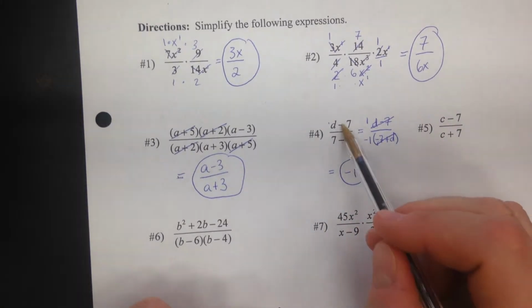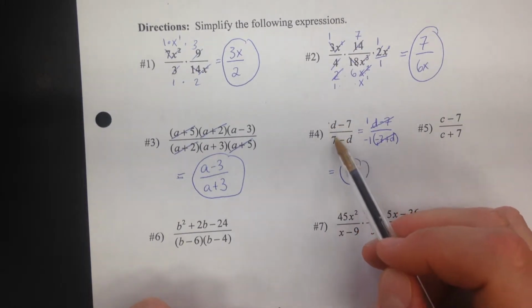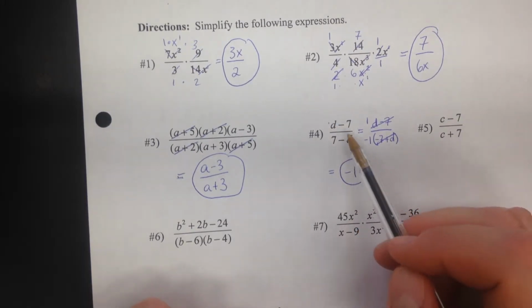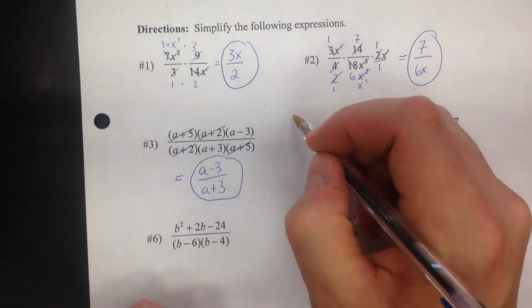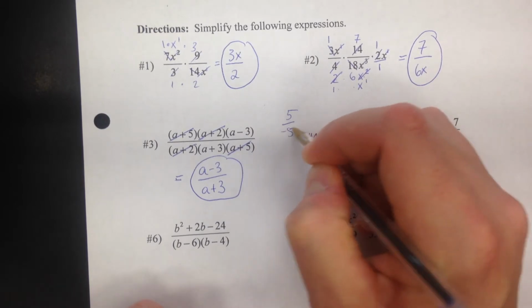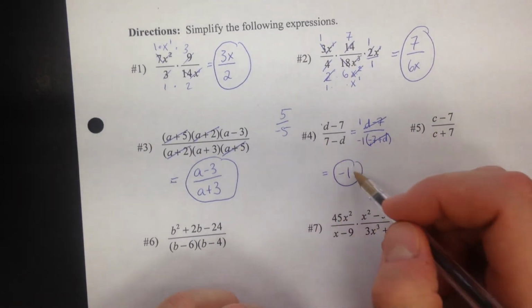If you have opposites, positive d minus 7, positive 7 minus d, if you have opposites, they reduce to negative 1. It's kind of like saying 5 divided by negative 5 is negative 1. Those are opposites. Okay? So there's our answer.